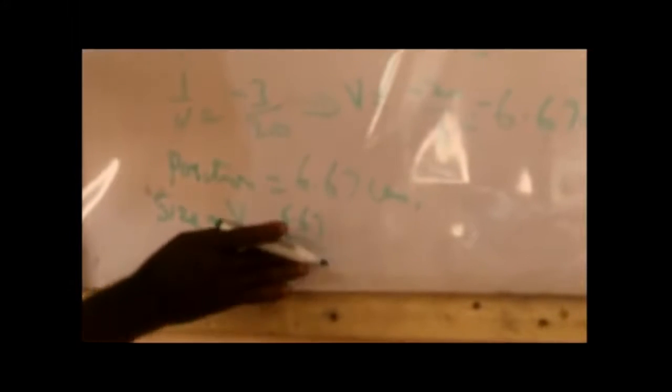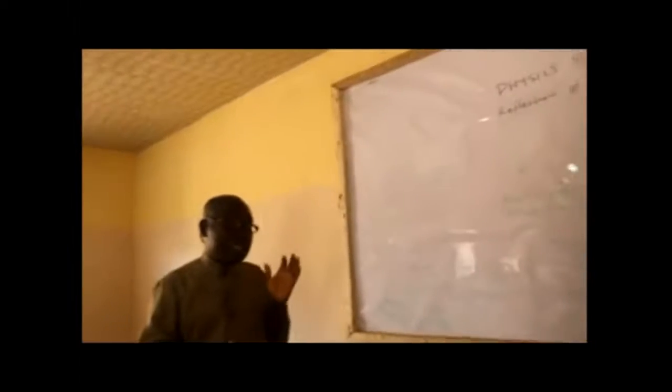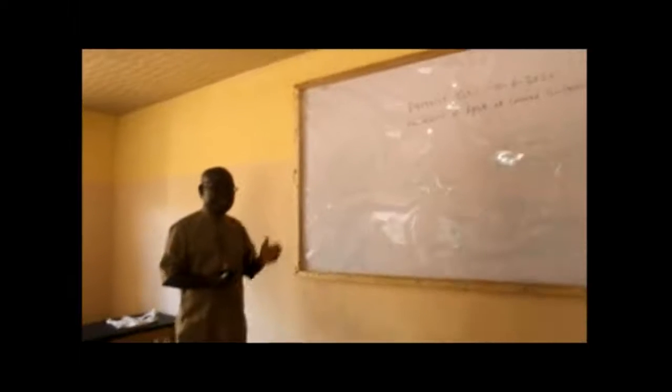The same thing. V over U is equal to 6.67 over what is U? U is 20. You divide it, 0.334. So the image is diminished. Remember, I told you that a convex mirror produces a diminished image, an erect image, a virtual image.